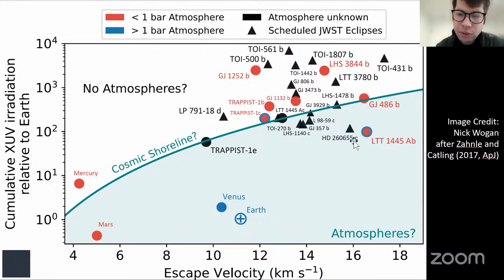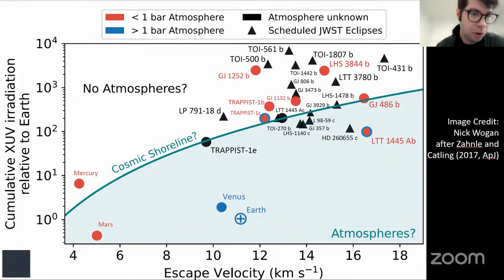And in this version of the cosmic shoreline plot that Nick has put together, he's color-coded these objects by whether or not they have atmospheres or substantial atmospheres based on largely JWST observations. And so you can see there are a bunch of planets up here that don't have atmospheres. So this seems to be bad for these hot rocks.